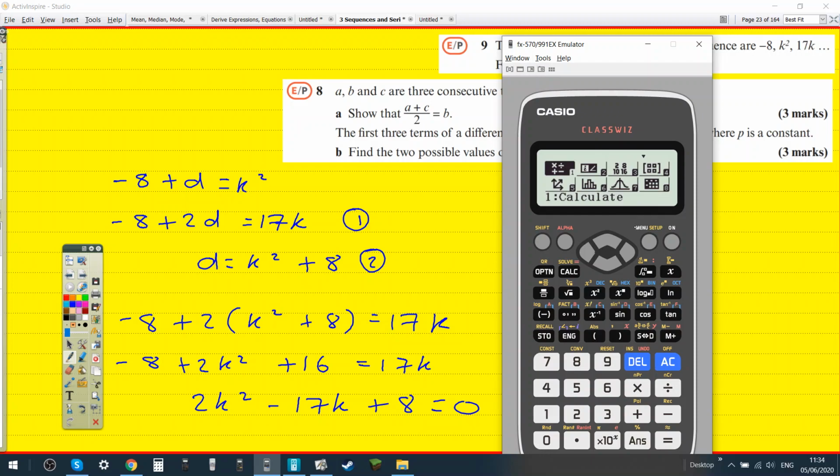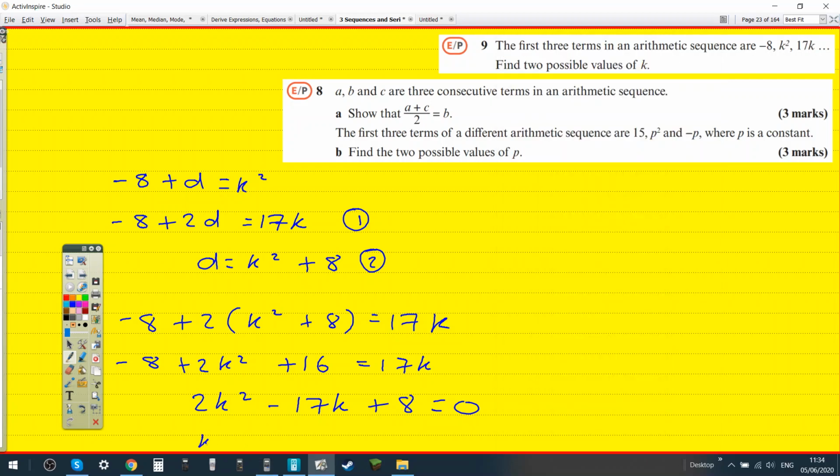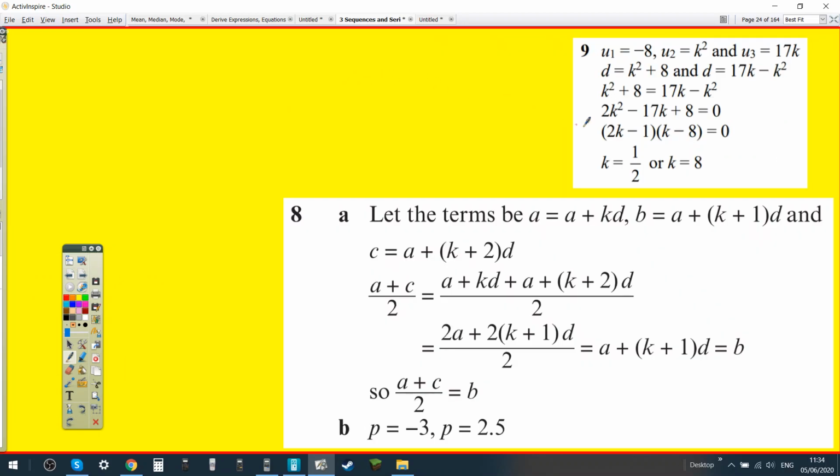I got that k is 8 or k is a half. You're too quick for me. K equals 8 or k equals a half.